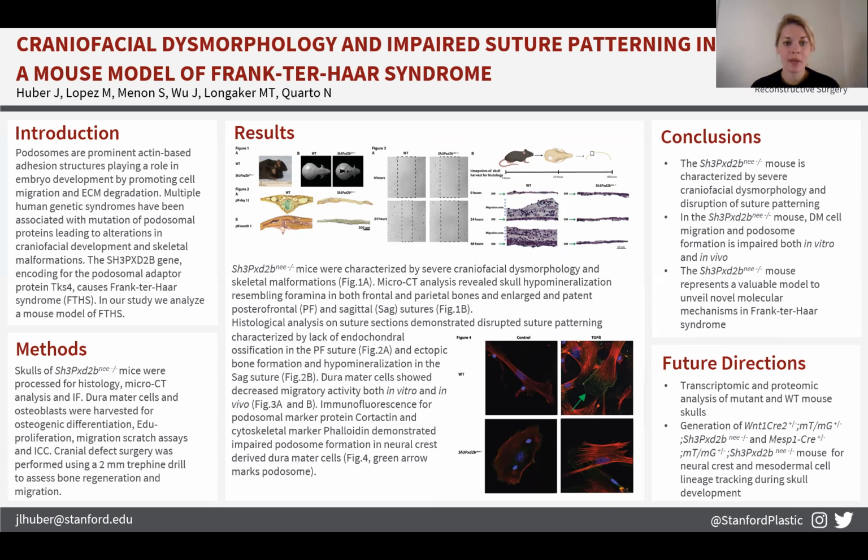Moving on to the results, in figure 1a, we can see a photo of a mutant mouse in the front and a wild-type mouse in the back. The mutant mouse shows a generally smaller skeleton, shortened frontal bones, and a domed skull.